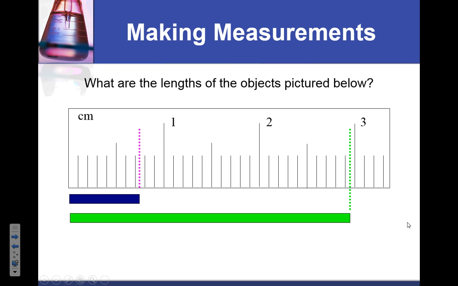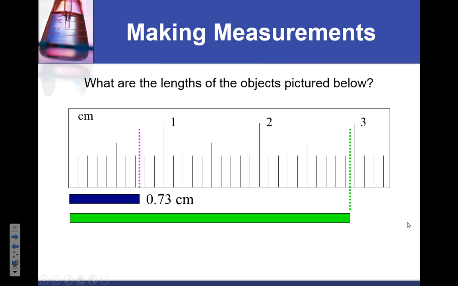Now, let's say we're using the same ruler to measure two different bars. So what are the lengths of the objects pictured below? First we take a look at the shorter purple one, and I realize it's less than 1. It looks like it's a little bit more than 0.7, and I think it's just slightly under half. So I'm going to call it 0.73 centimeters. Now remember, you might vary slightly from me. You might have said, I think it's 0.74, but they're both valid measurements using this ruler.